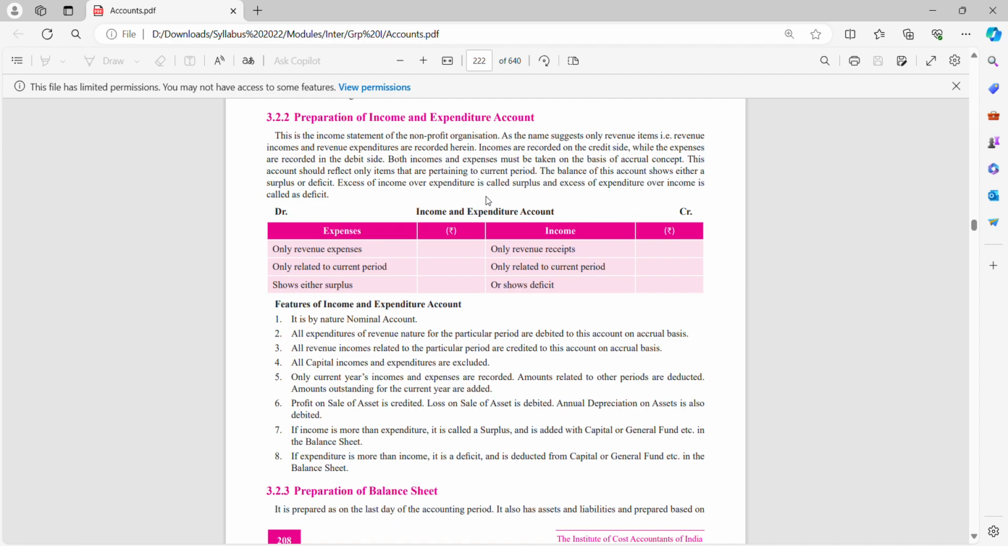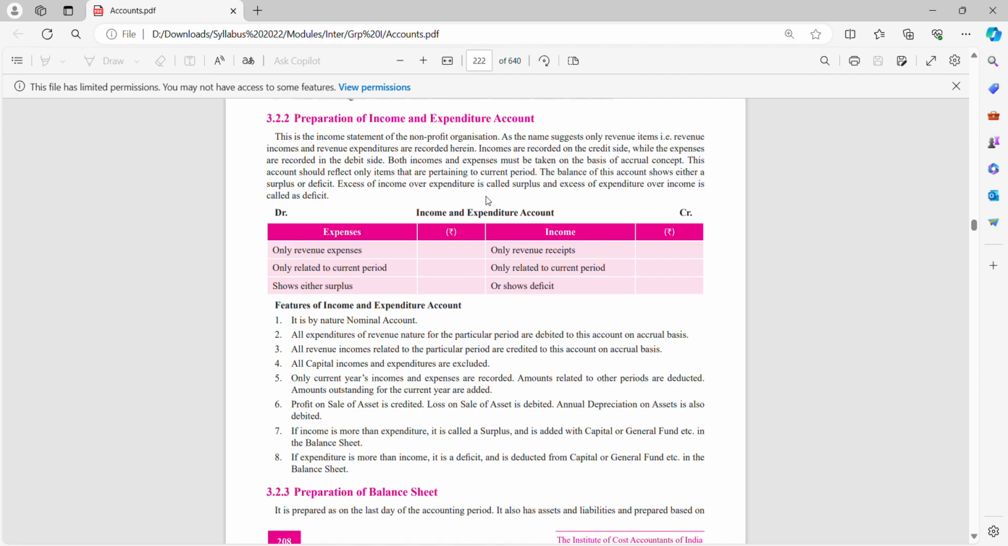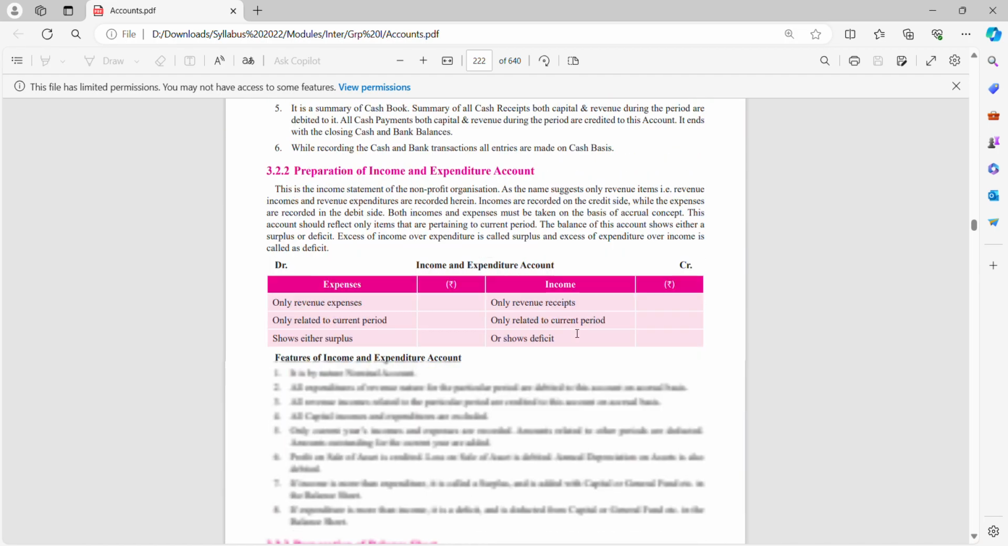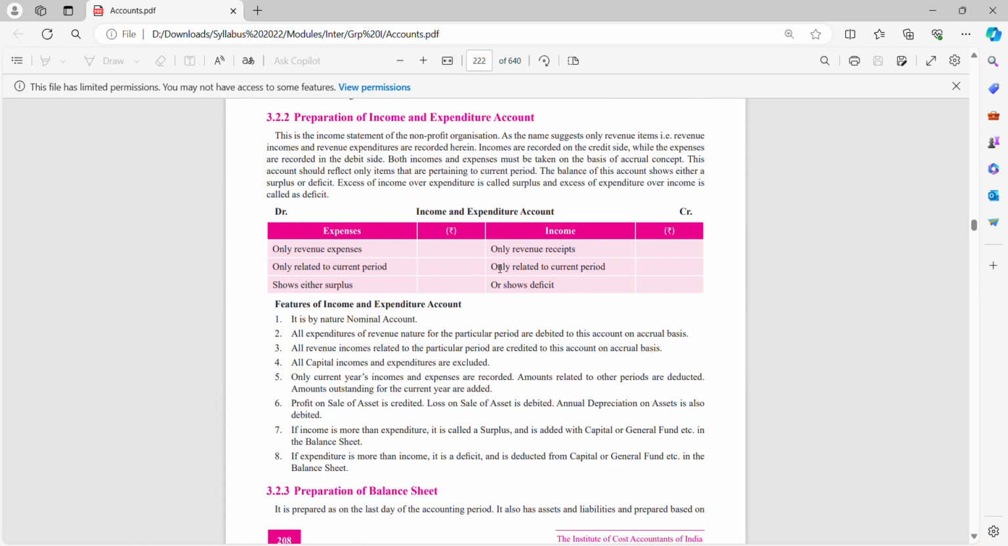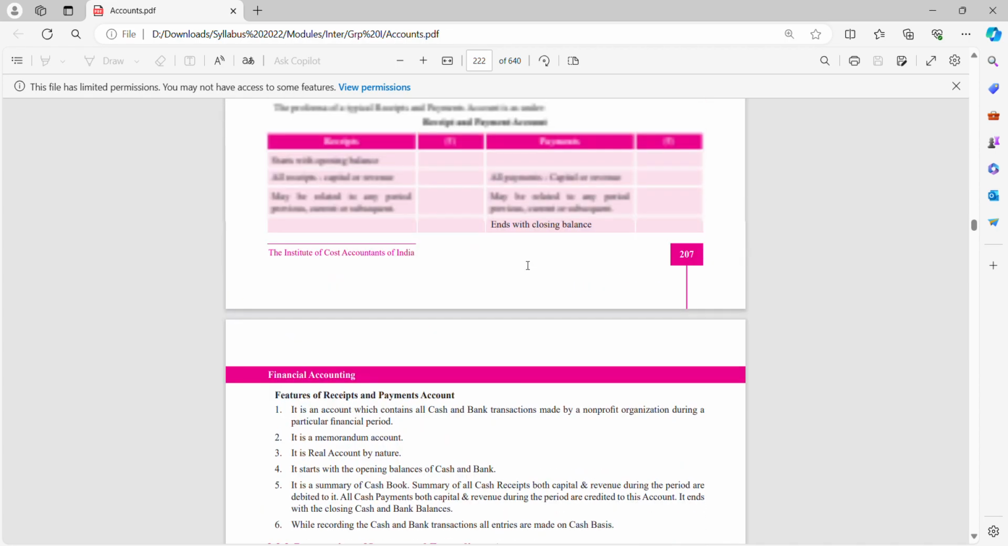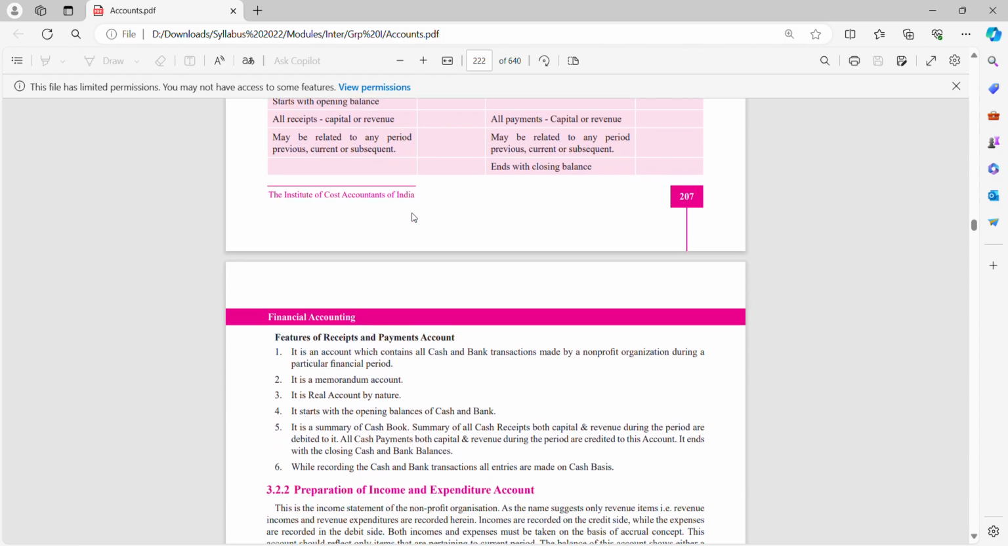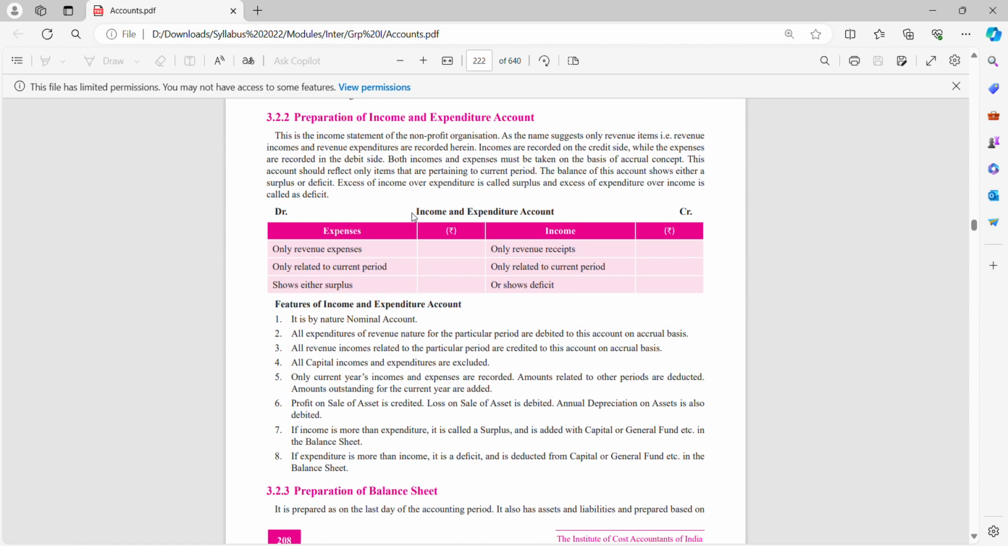Receipts and payments and income and expenditure are on opposite sides. If you see, payments are here on the right hand side. Income and expenditure is normal like your P&L format: debit all expenses and losses, credit all incomes and gains. But many times students think, receipts are here in receipts and payments, so income also I have to write here. No, income and expenditure is like P&L, debit all expenses and losses, credit all incomes and gains.